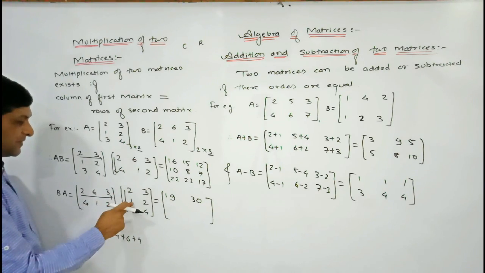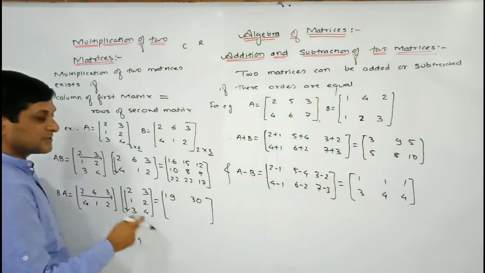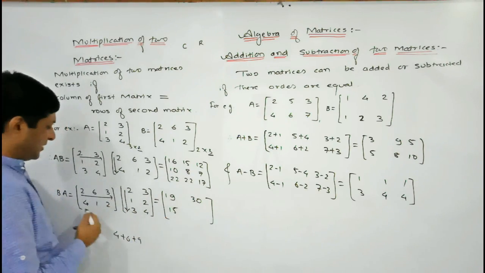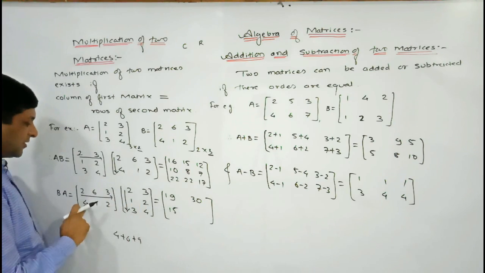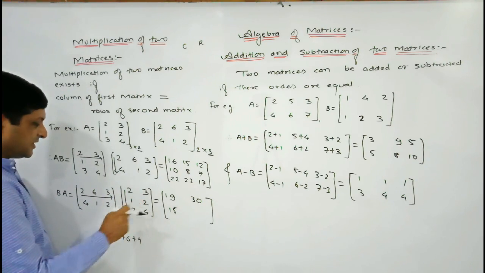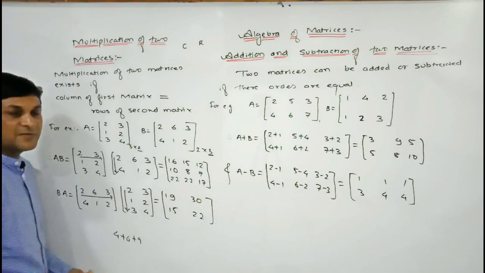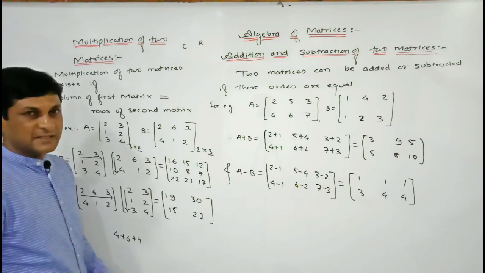8 plus 1 is 9, 9 plus 6, 2 3s are 6. 9 plus 6 will be equal to 15. Now multiply the second row by the second column. So here we'll get 12. 12 plus 2 is 14. 14 plus 8 will be equal to 22. In this way we are finding the multiplication of two matrices.